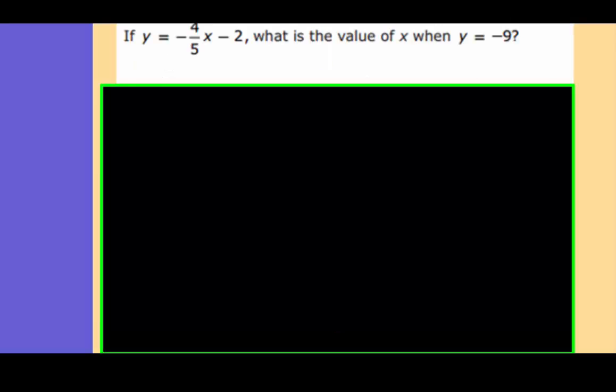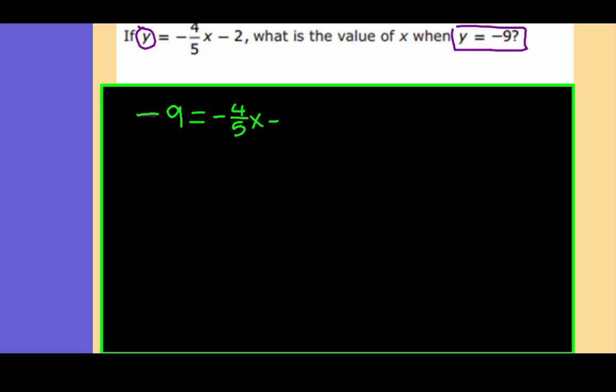Question: what is the value of x when y equals negative 9? Okay, so it's telling me that y equals negative 9. Every y I see in the equation, I change to a negative 9. So this right here becomes a negative 9, and this is how I write it: negative 9 equals negative 4 over 5x minus 2. That's the correct way of writing this.